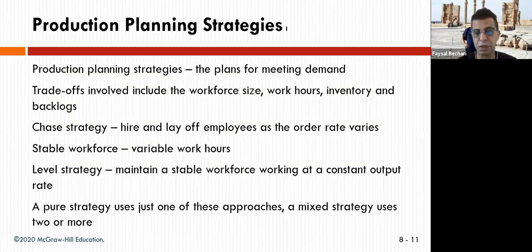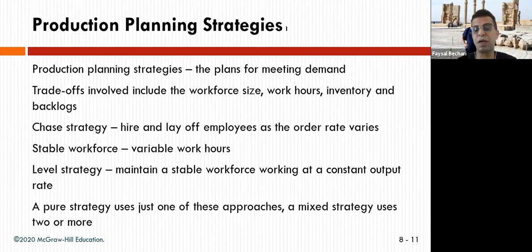Now, production planning strategy is the plan for meeting the demand. As we said, the trade-offs involved include the workforce size, the work hours, the inventories, and the backlog. You need to balance between all these. What's your workforce? How many people can you bring? How many people can you release? How many hours can each person do? 8 hours, 6 hours on weekends, 12 hours on weekdays. Whether you have enough in the inventories or you can bring them just in time. And the backlog, the issues that you might face while you're doing the production.